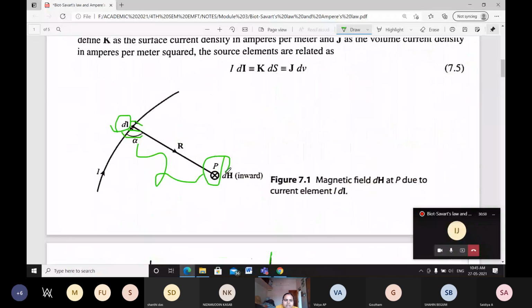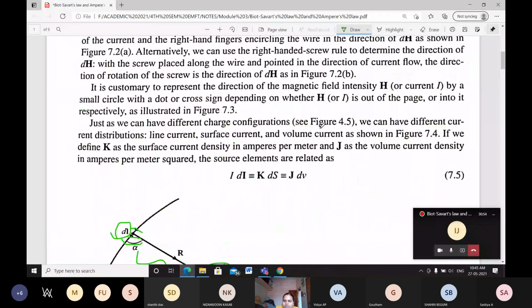Then we can have different charge configurations. It's the same thing we took in Coulomb's law. They have different current distributions: line current, surface current and volume currents. We already took these equations. Then figure 7.4, we'll go with figure 7.4 in this case.